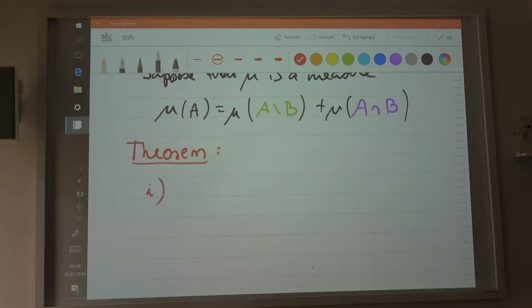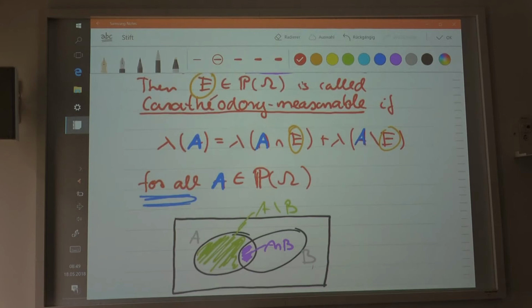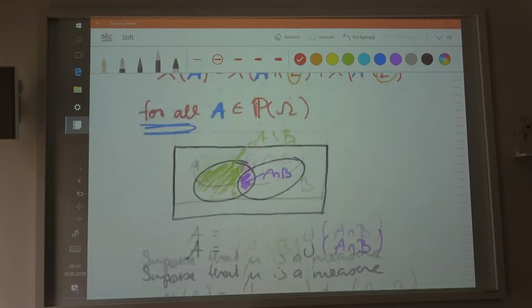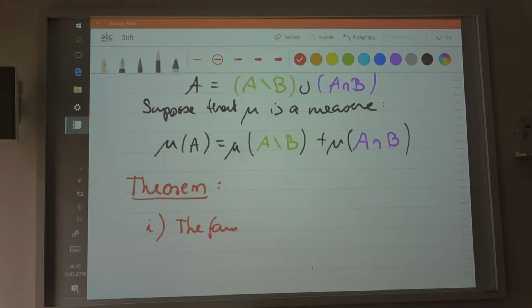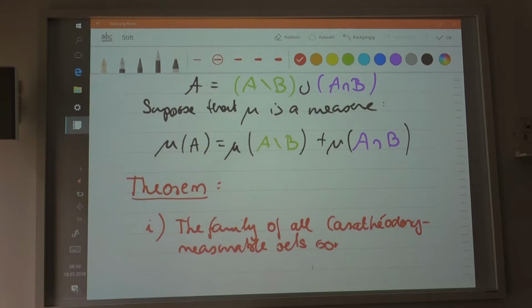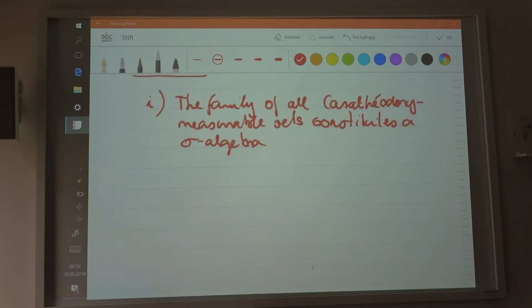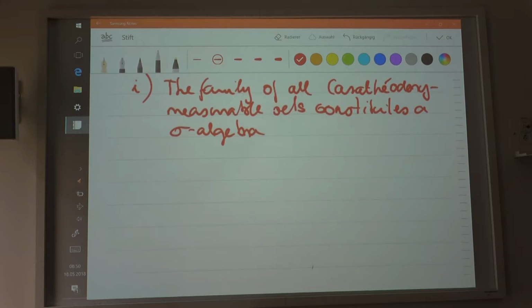But that is a very important statement. The family of all Carathéodory-measurable sets: we take all sets for which this equation is satisfied, and we collect them, and this collection of sets constitutes a sigma algebra. You know what a family is, a set of subsets. So the family of all Carathéodory-measurable sets constitutes a sigma algebra. That is important. Again, let me read this because it looks kind of weird. The family of all Carathéodory-measurable sets constitutes a sigma algebra.